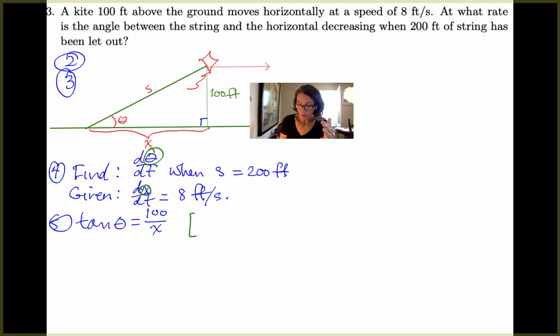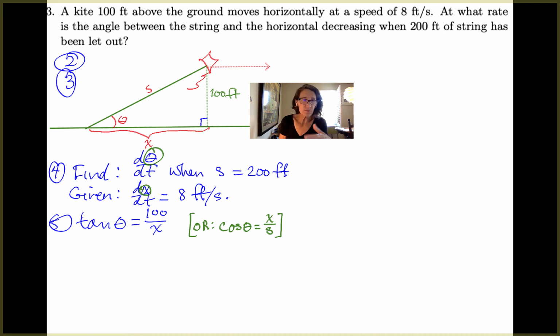So that's the one we decided to use. The other one that we came up with is not bad. It was cosine of theta equals x over s. That will work, but you do have to get s in terms of x or theta in order to have just x and just theta in the equation.